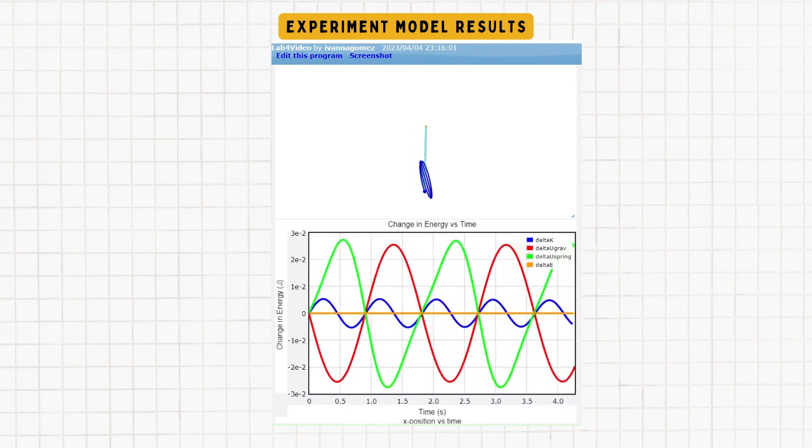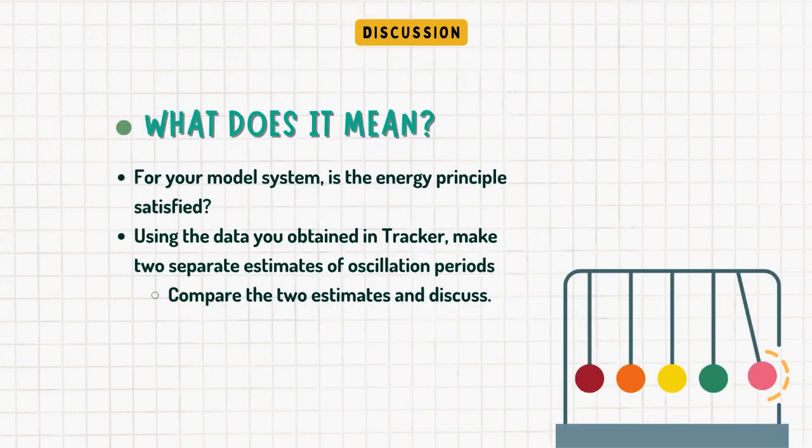Now, to conclude our lab, what does this mean? For your model system, is the energy principle satisfied? The answer is yes, the energy principle is satisfied because overall it does state that the energy is conserved, and in this case, the total energy change is zero.